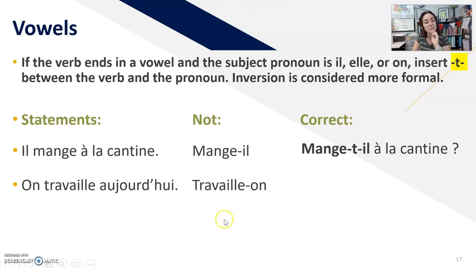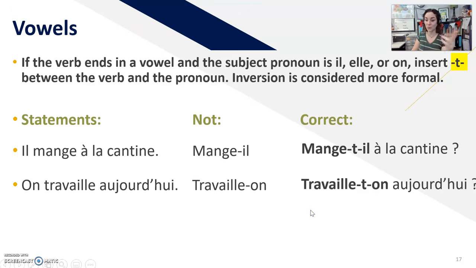It's just what they do. On travaille. Aujourd'hui, we're working today. If I want to say, hey, are we working today? I can't just flip travaillons. That actually sounds like the nous form. That sounds like travaillons, nous travaillons. So I can't do it. I have to say travaille-t-on and put a little T in there to split up those vowel sounds.